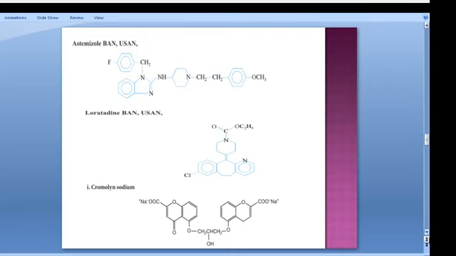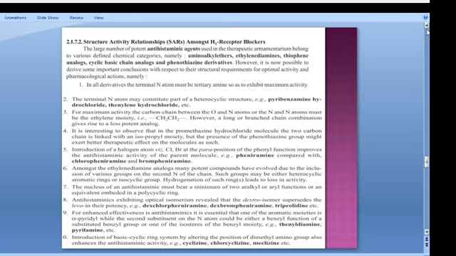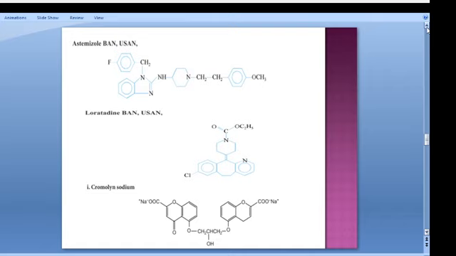The next ones are astemizole, loratadine, and cromolyn, then cetirizine and azatadine. These are the second generation drugs. What is the advantage of this second generation? It does not cross the blood-brain barrier, which means you do not have any sedative effect. Astemizole is the same, and loratadine we have seen.